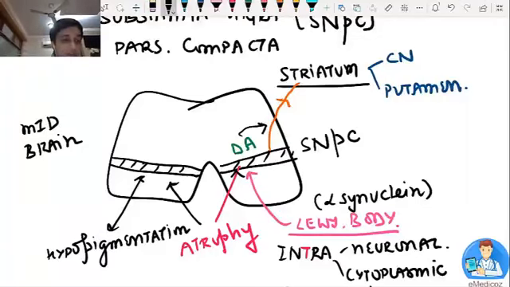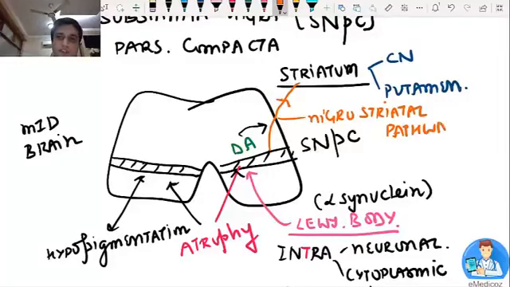The name of the pathway is very simple. It's a very simple thing in neuroanatomy, where you start with the prefix and end with the suffix. It's known as the nigrostriatal pathway. So the nigrostriatal pathway takes the dopamine from the substantia nigra to the striatum, where it will show its final effect.